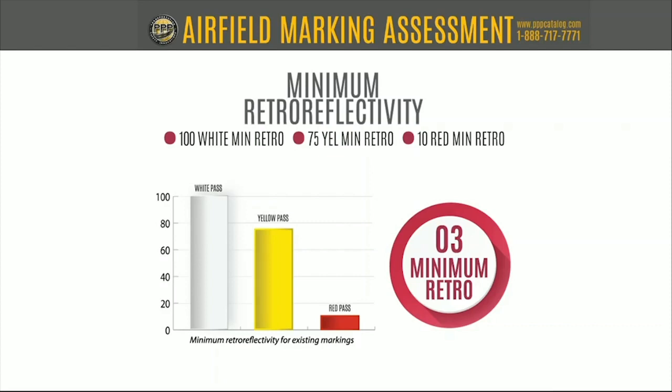So here are your levels right here. On white markings, your retro levels should be 100 millicandelas or greater, 75 millicandelas on yellow, and 10 on red. And that is irrespective of material type. So I don't care really whether it's waterborne paint, preformed thermoplastic, type 1 beads, type 3 beads, it doesn't matter. They're saying these are the minimum standards: 100 on white, 75 on yellow, 10 on red. And this is a big deal. It's probably the biggest thing that's happened since.